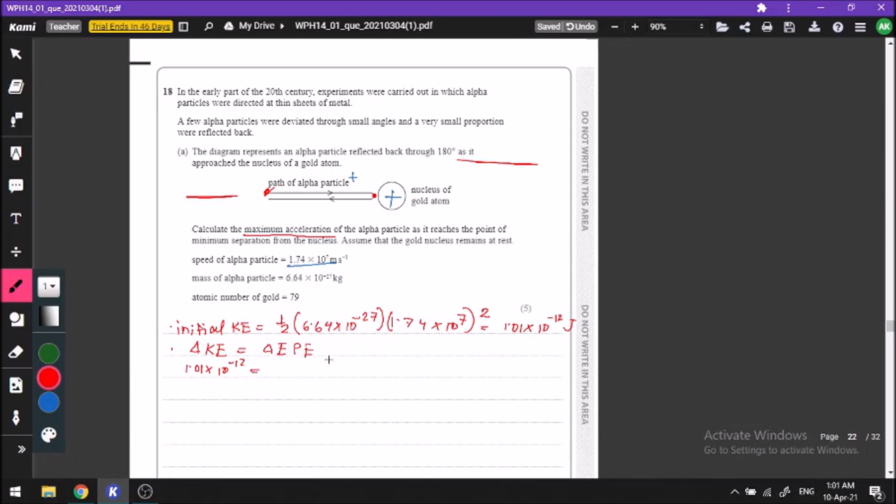So the change in electric potential energy is what? Well, we know that electrical work is equal to V into Q. We know a formula for V: V is Q divided by 4 pi epsilon naught R, times Q. So this Q is the charge of our alpha particle, and this Q is the charge which our alpha particle approaches. That is, this charge is the charge of the gold nucleus.